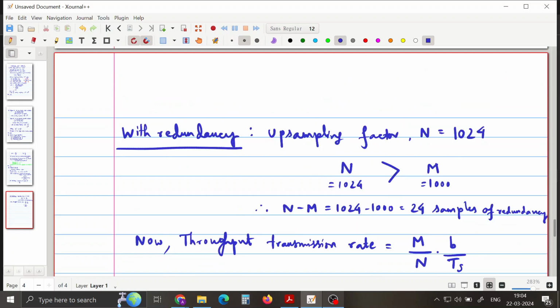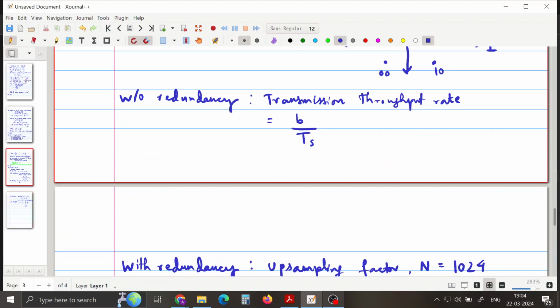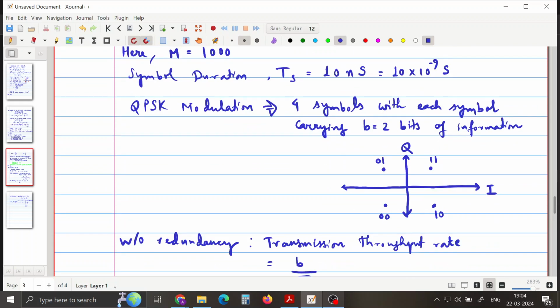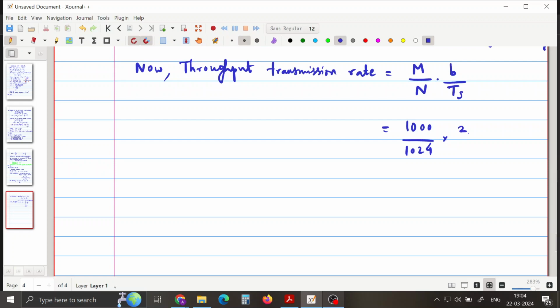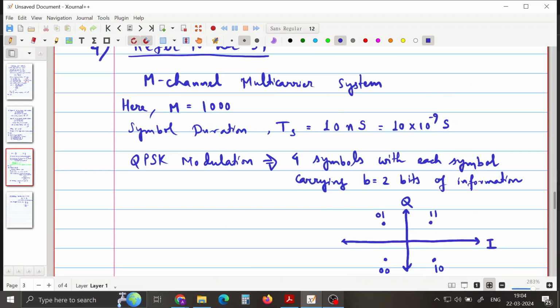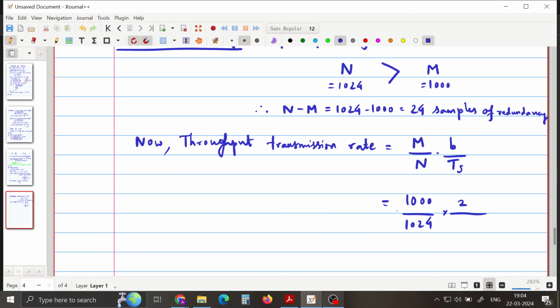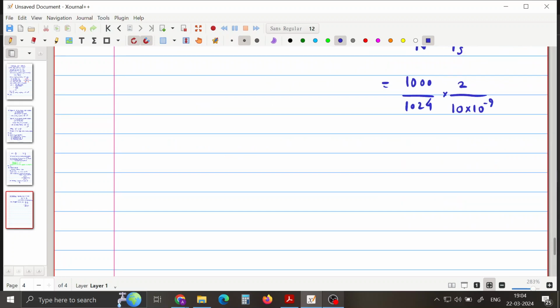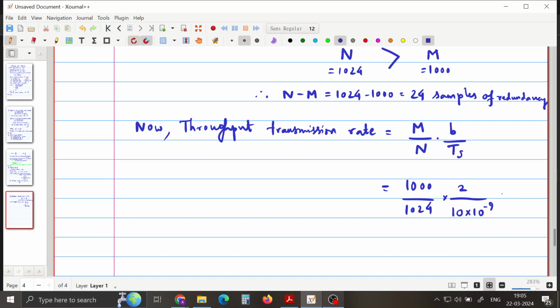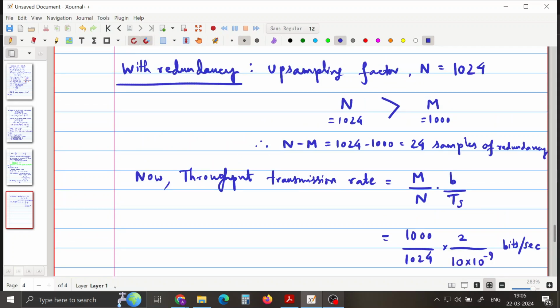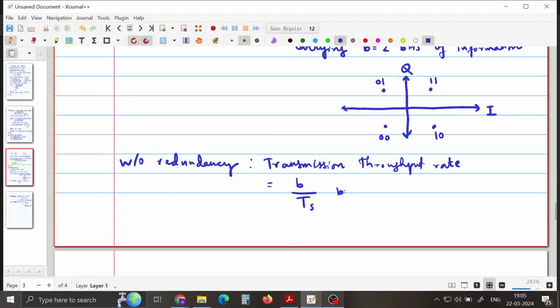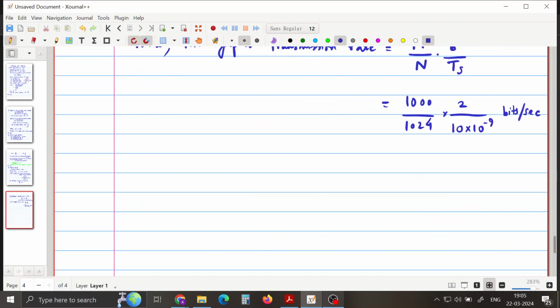B we found, okay, B is actually the number of bits that was captured per symbol. So every symbol of QPSK modulation has 2 bits. So B is 2, and Ts we have calculated, I mean, not calculated, the symbol duration was given as 10 nanoseconds, and we have expressed that in seconds. So I'll just substitute 10 into 10 to the power minus 9 seconds. And if you simplify this, and by the way, the unit is bits per second, okay, bits per second. So in the previous case also, this much bits per second.